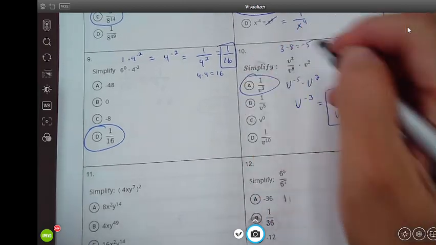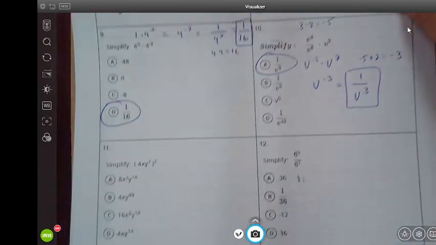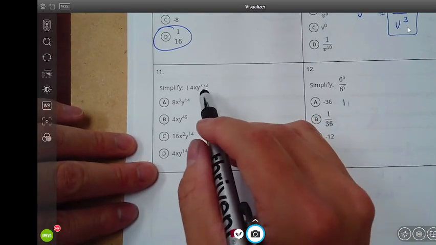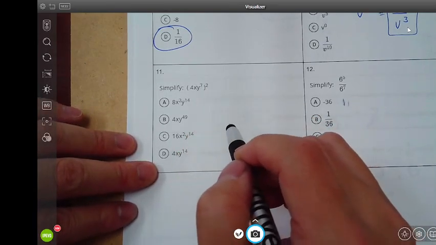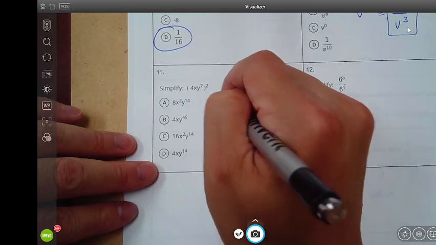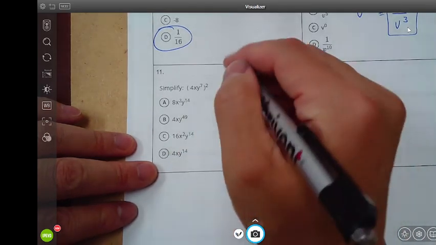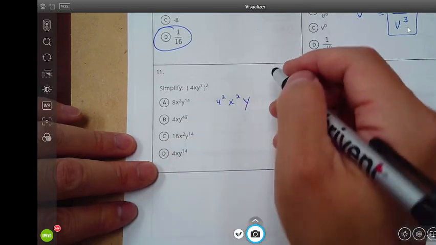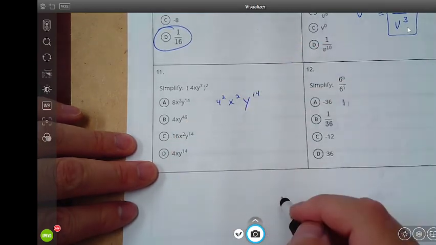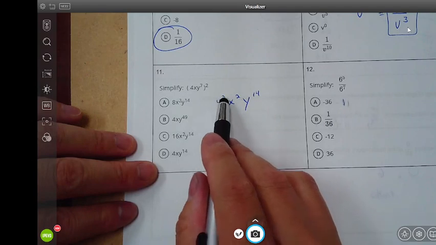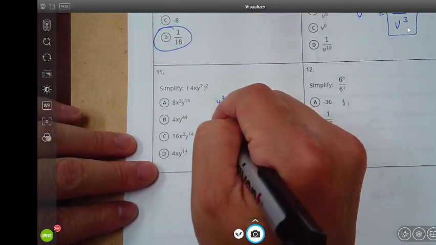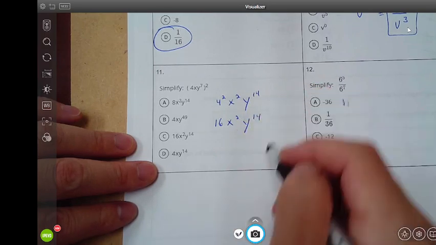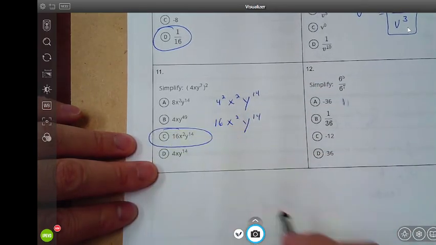Okay. All right, number 11. There's a 2 outside the parentheses, so everything inside the parentheses gets a 2 with it. That 4 gets a 2 exponent with it. That x gets a 2 exponent with it. Okay, and the y gets a 7 times 2. 7 times 2 is 14. All right, so let's simplify this. 4 squared, 4 times 4 is 16. X squared, y to the 14th. Okay, so that's option C.